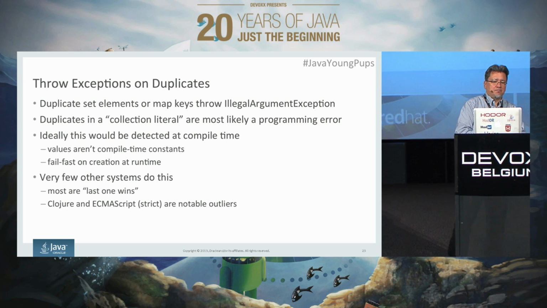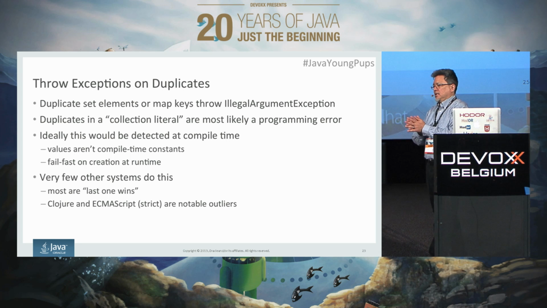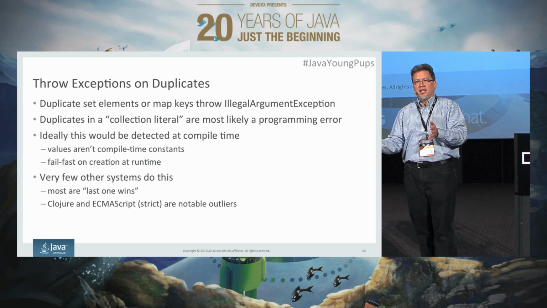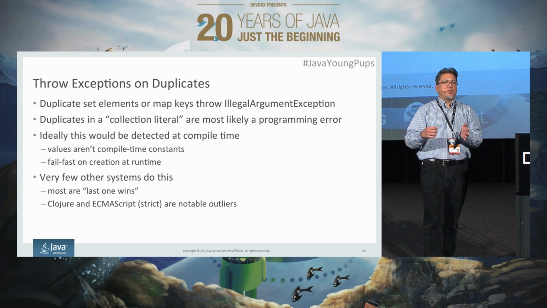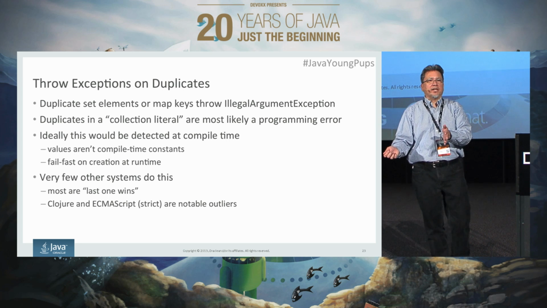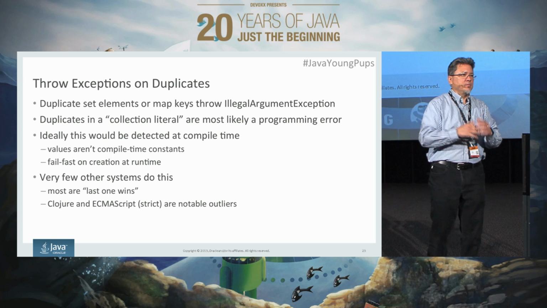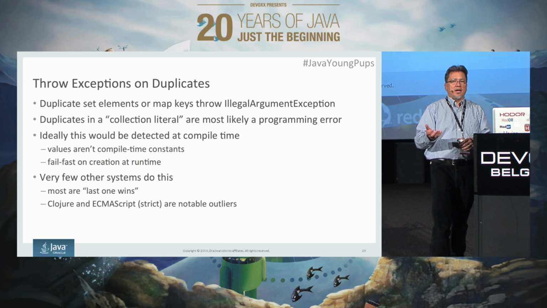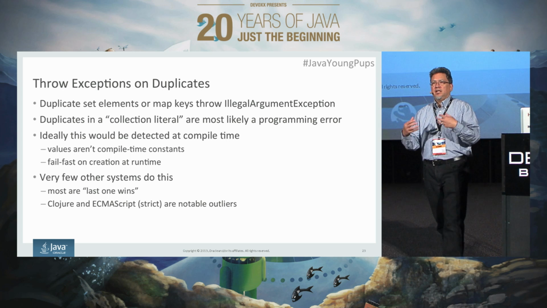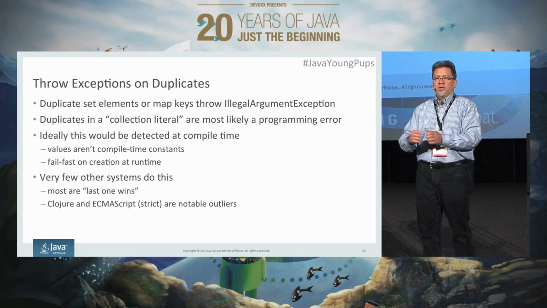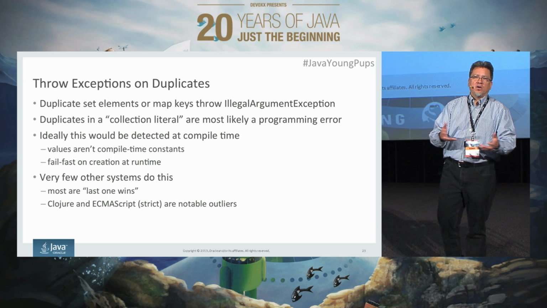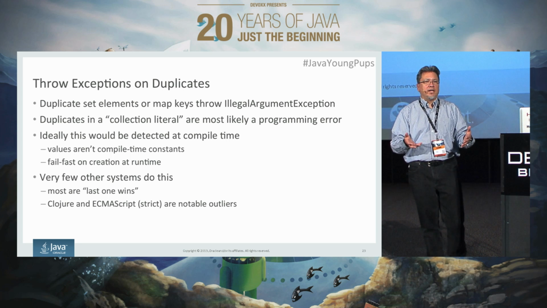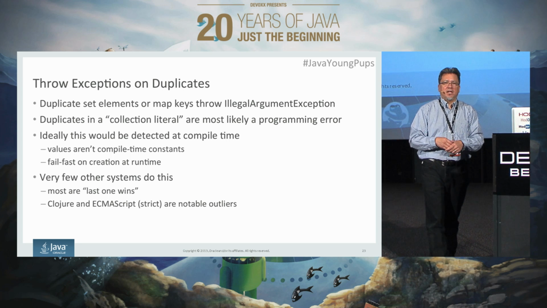Ideally, if we had a collection literal and all of the elements were compile time constants, the compiler would say, oh, I've detected a duplicate, and make that a compile time error. But this is not a language feature, and we can't do this at compile time from the library. So the best that the library can do is, at creation time, institute a fail fast policy, where when it's actually creating and populating a set or a map, it has the opportunity to check for duplicates at that time. And if it detects one, the question is what policy should be applied there.